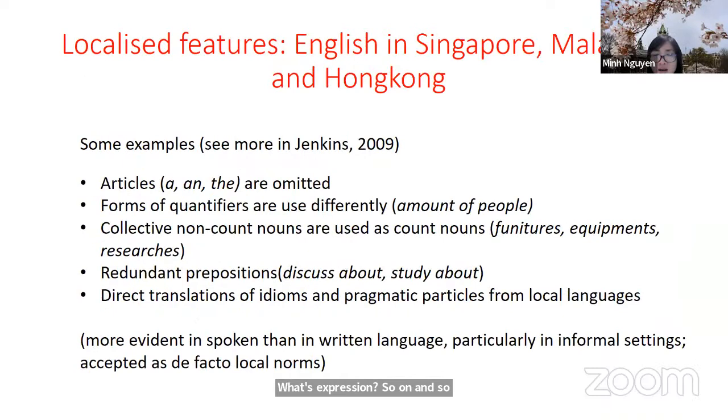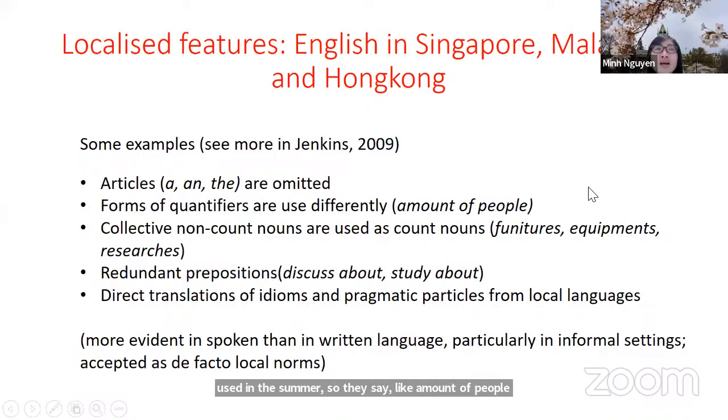So let me give you an example of some localized features of English in some outer circle countries such as Singapore, Malaysia, and Hong Kong. A very typical example is that speakers of those varieties of English tend to omit articles. So instead of saying there is an apple, they say there is apple. The forms of quantifiers are used quite differently from the way that English is used in the inner circle countries. So they say amount of people instead of a number of people.